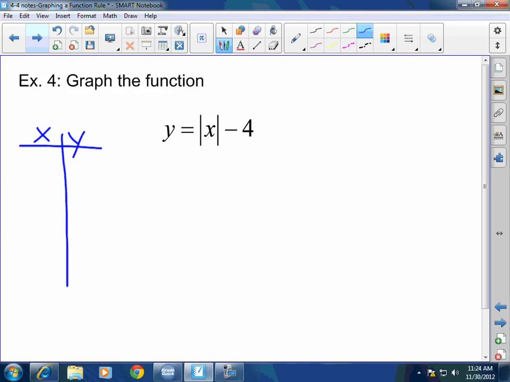So let's go ahead, guys. What values are we going to use? There's no fraction. Let's use negative 2, negative 1, 0, 1, and 2. All right, guys, let's do this.